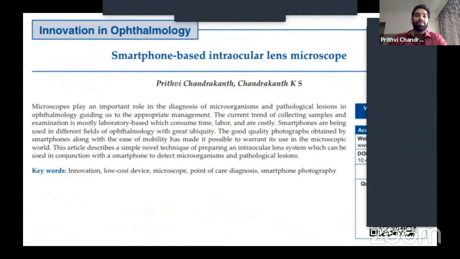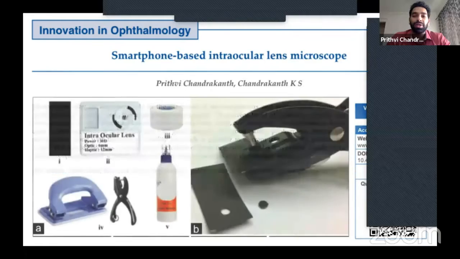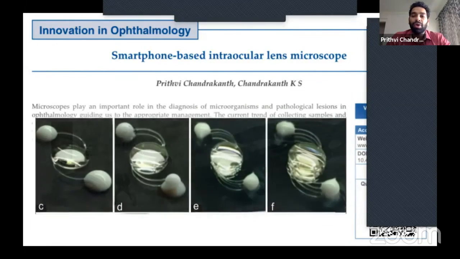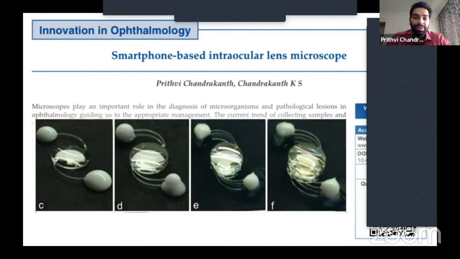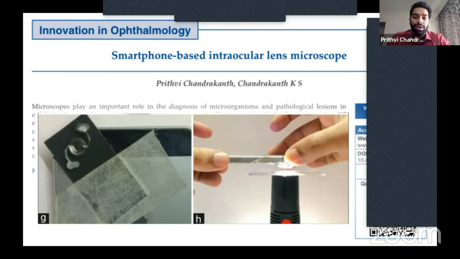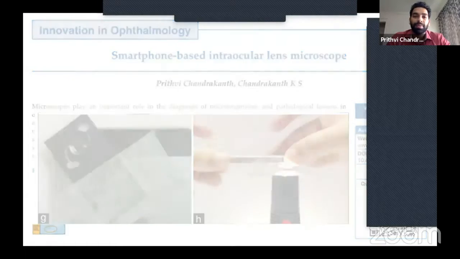So we came up with an innovation called the smartphone-based intraocular lens microscope, that is the Iolscope. It has been published in IJO and it requires a chart paper which has been punched with a hole and 4 IOLs attached to it. This is then attached to a smartphone. The smartphone is then used to take pictures of the fungus on the slide.